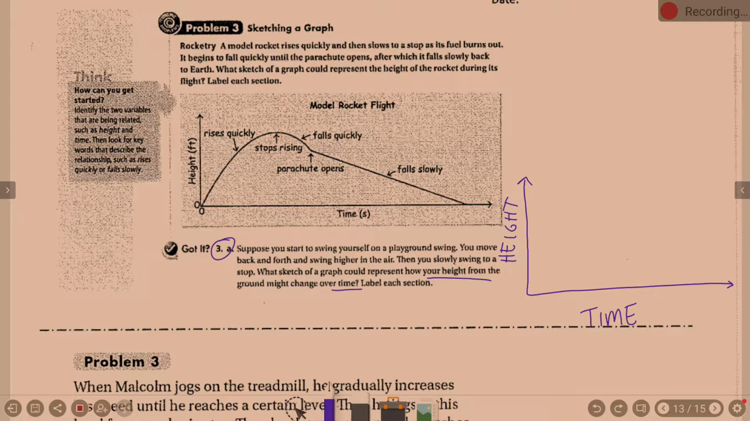Are you seeing what I'm saying here? Your height starts low, but it goes up: high, low, high, low. Now, as you start swinging higher, it's going to get a little higher each time, right? So if I start here, I'm going to go up, come down, and go up a little higher, because each time you go a little higher, right? And then eventually what happens? It just starts going back down. You start slowing down.